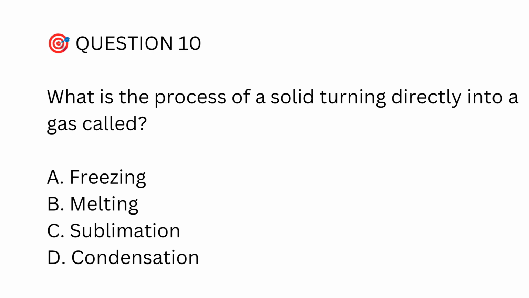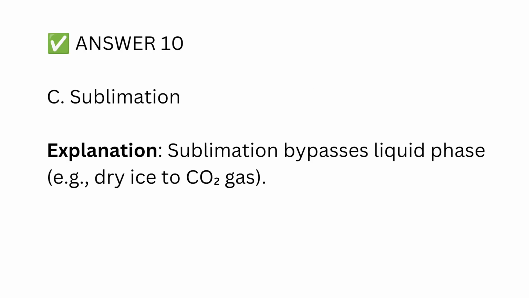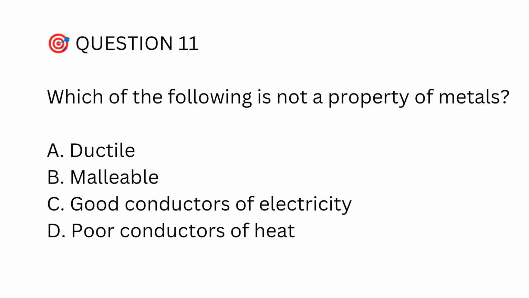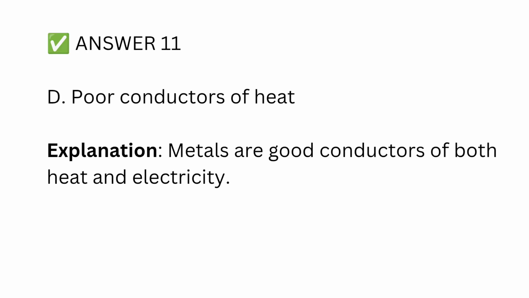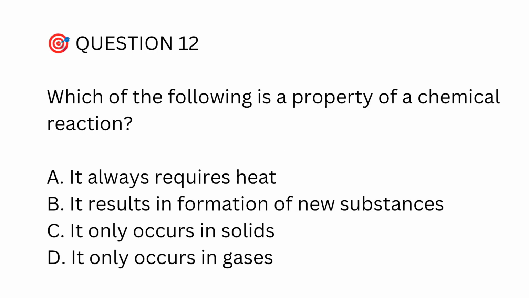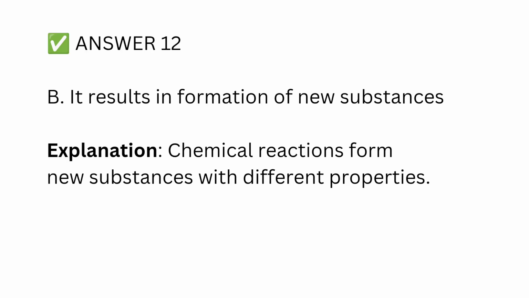What is the process of solid turning directly into a gas called? The answer is option C, sublimation. Which of the following is not a property of metals? The answer is option D, poor conductors of heat. Which of the following is a property of chemical reactions? The answer is option B, it results in formation of new substances.